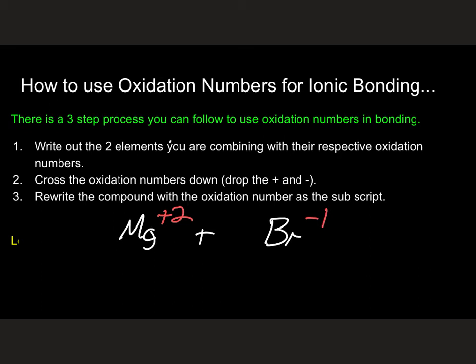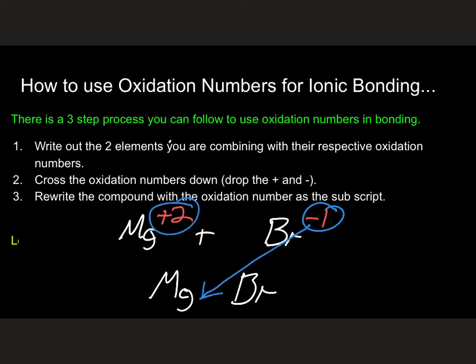Then you're going to copy down your elements with that cation first still, and you're going to cross over. So I'm going to take this and cross over and make it a subscript. I'm going to take this and cross it over and make it a subscript. Now, we're only making it not negative and positive, just the numerical value, okay? So that's a 1 and that's a 2. Now, the reason we do that is so we get something brand new that we can put together, and we can say that this is now 1 magnesium to 2 bromine.